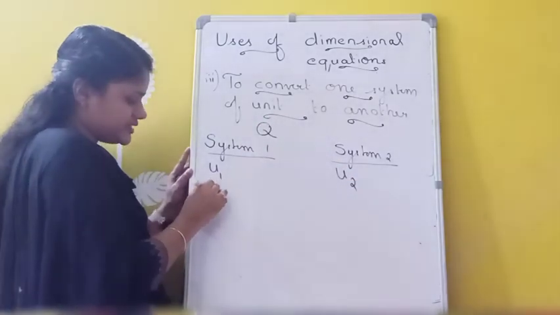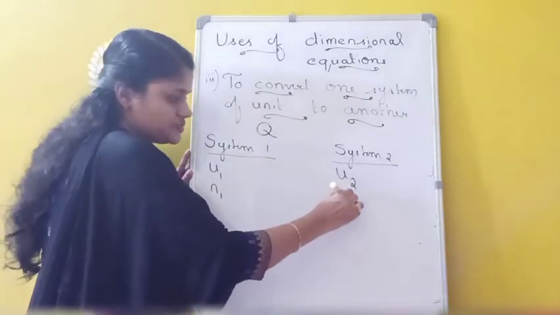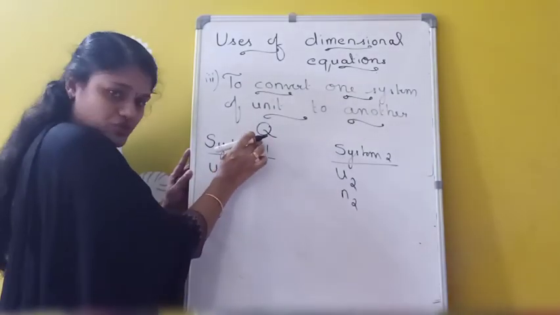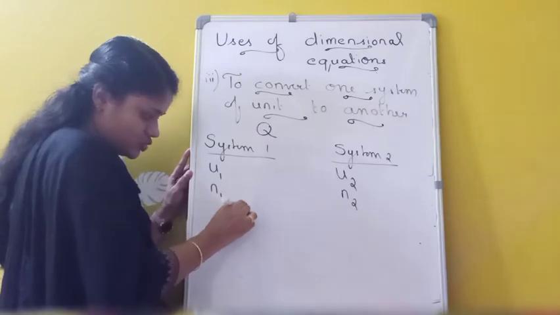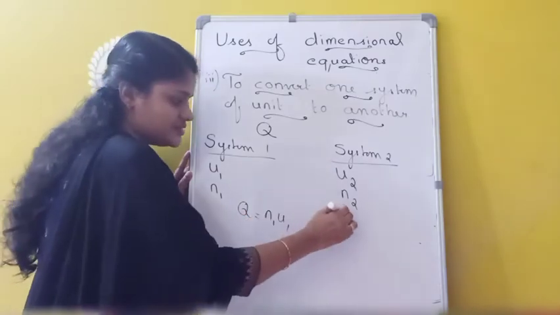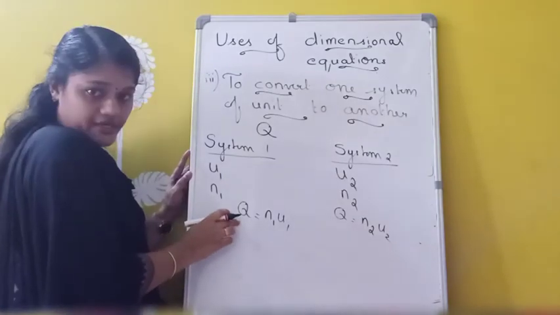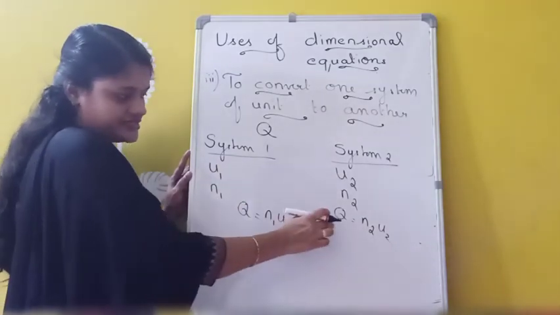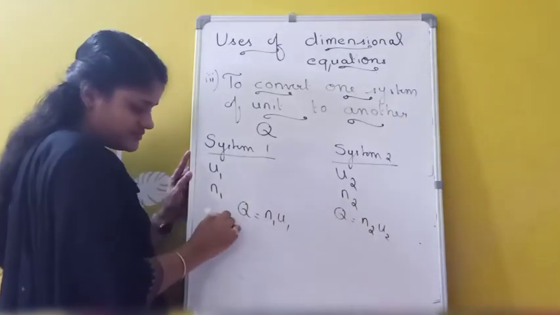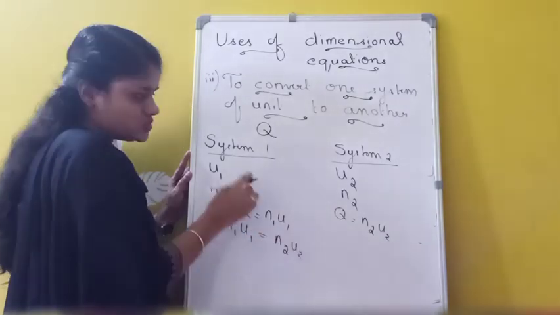Suppose N1 is the magnitude of the physical quantity in the first system, and N2 is the magnitude in the second system. This Q can be written as N1 U1 in the first system, and in the second system we can write Q equals N2 U2. But both are the same physical quantity only. That means N1 U1 must be equal to N2 U2.